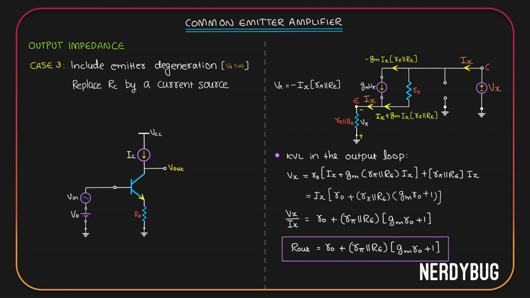So that's all about it for today. I hope I have given you enough tools to determine the voltage gain, input impedance and output impedance no matter how the common emitter amplifier circuit is configured.